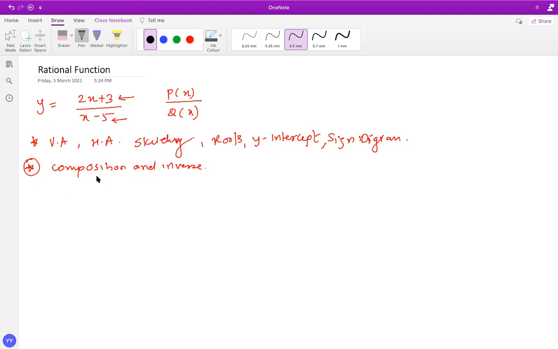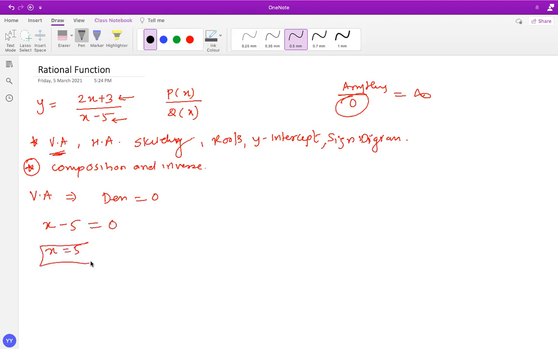So let's go ahead with, firstly, the vertical asymptote. What is the vertical asymptote for a rational function? How do you find that out? To find the vertical asymptote, you remember that you always equate the denominator to 0. If the denominator is 0, anything over 0 is infinity. So what makes the function undefined is referred to as a vertical asymptote. Now, when I say x minus 5 equals 0, I get x is 5. If I plug x is 5 here, the entire denominator becomes 0. Since the denominator becomes 0, it becomes undefined. So that's the place where you've got the vertical asymptote.